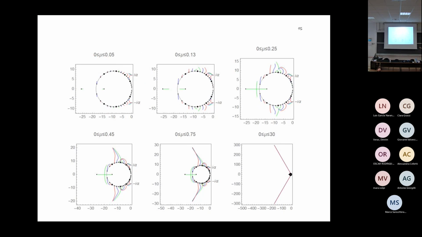So here is a simulation. The lines are the path of the continuation up to a certain value of mu. Here mu goes from 0 to 0.05, with the values of the other parameters fixed. Here mu arrives at 0.13, you see that these lines become longer, at 0.25 even longer, and so on. What you can see is that there are these eigenvalues coming out of plus and minus i alpha. For mu which becomes large, they either tend to one of the pure string eigenvalues, as I said, or to zero. I will show you in the next picture something which goes to zero, which here is not visible, or there are these n eigenvalues which go to infinity.